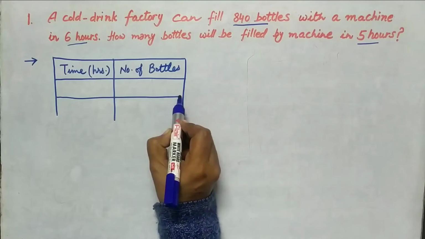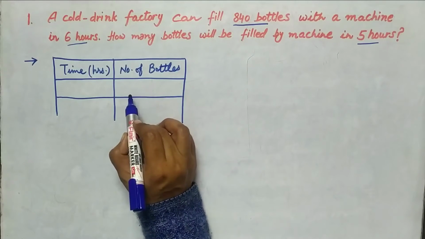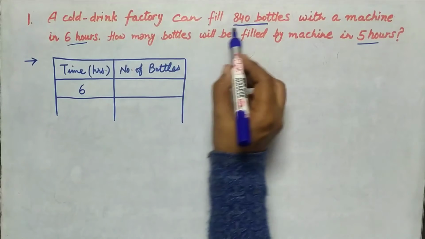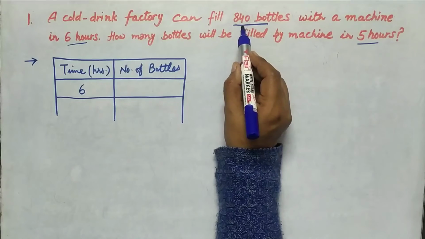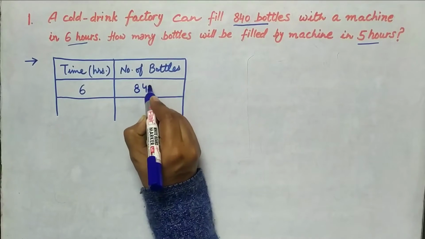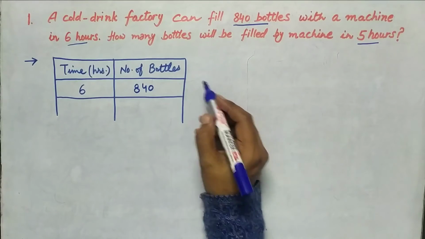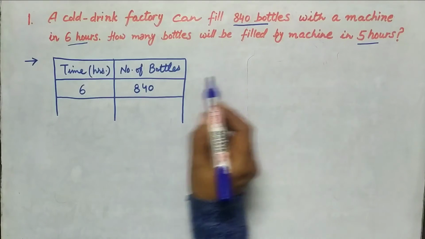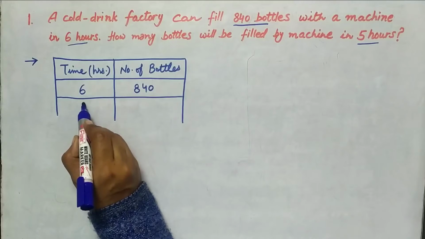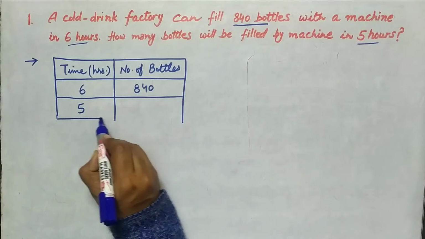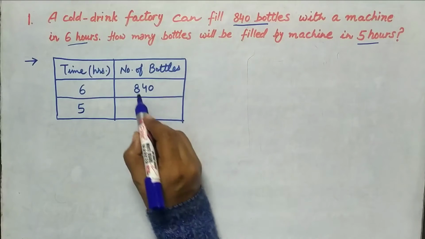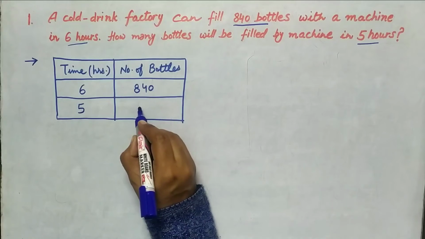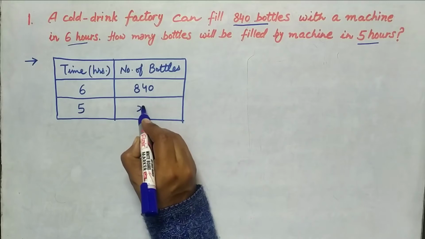Next, the first row for values will be time is 6 hours and the bottles filled in 6 hours are 840. Again, how many bottles will be filled by machine in 5 hours? 5 hours means in the column of time we will write 5. And how many bottles means number of bottles is not given. This is our question. We don't know this value. We will put X over here.